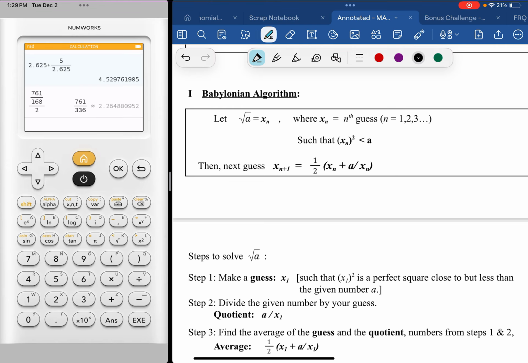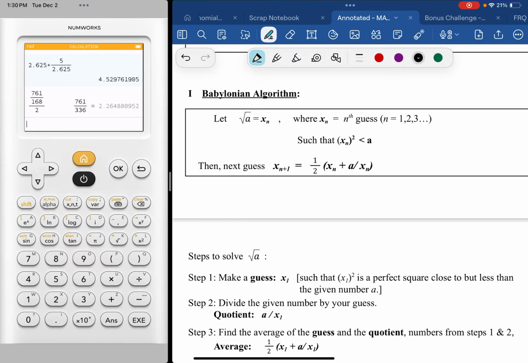Square root of a, we're calling that x sub n, where n is the number of guesses that it takes to get to the correct answer. It's not really the number of guesses. It's more like you make a single guess and use the algorithm through multiple repetitive processes to come up with a reasonable approximation of the true value.